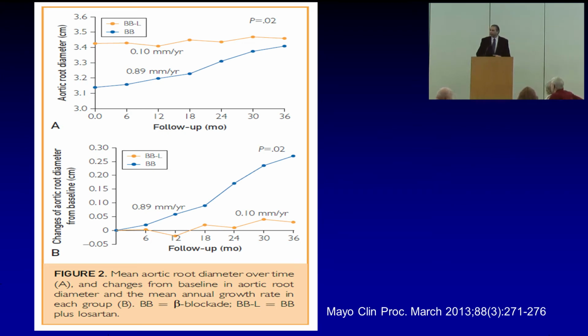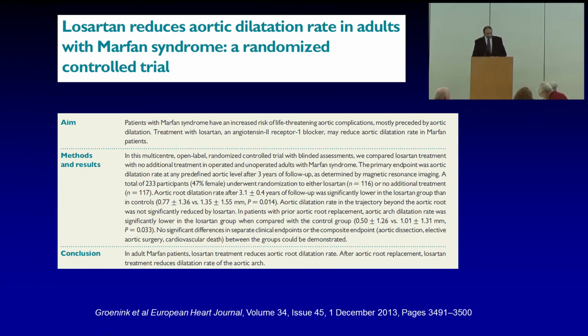Again, this was a non-randomized study. In that, they again found that if you add the beta blocker Losartan, and if you look at the yellow line on top, it only grew about 0.1 millimeters compared to somebody who was not on medication, where it grew a little bit larger, a little bit faster. Again, more encouraging signs.